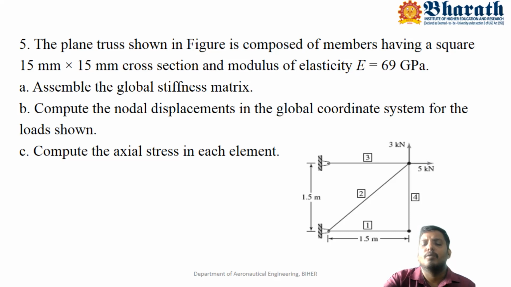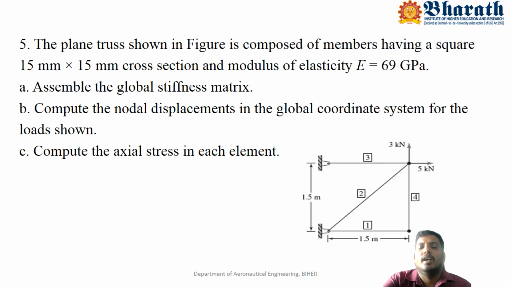Then you take an individual element and try to develop its stiffness matrix. Suppose we consider element number 1, it consists of nodes 1 and 2, then we have to develop a stiffness matrix along with the nodal displacements U1, V1, U2, V2. Suppose we consider element 2, consisting of nodes 1 and 4, then we have to develop its stiffness matrix along with U1, V1 and U4, V4. In the same way we develop the stiffness matrix for the individual elements. Then finally we assemble them and get the global stiffness matrix.